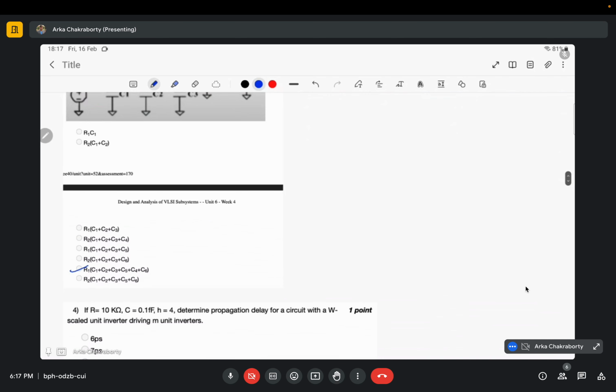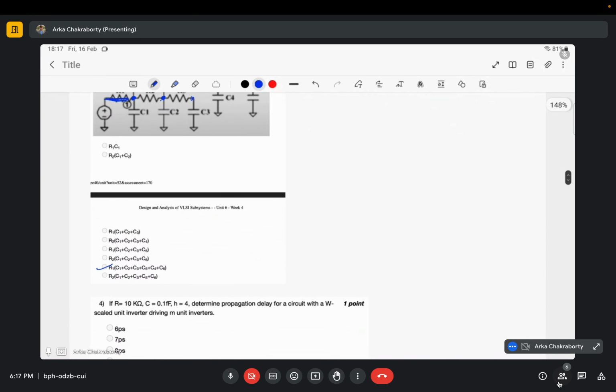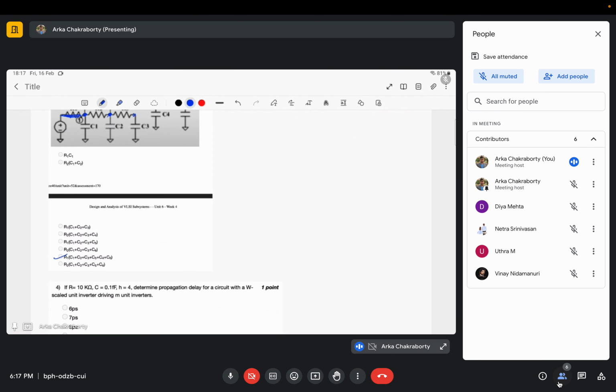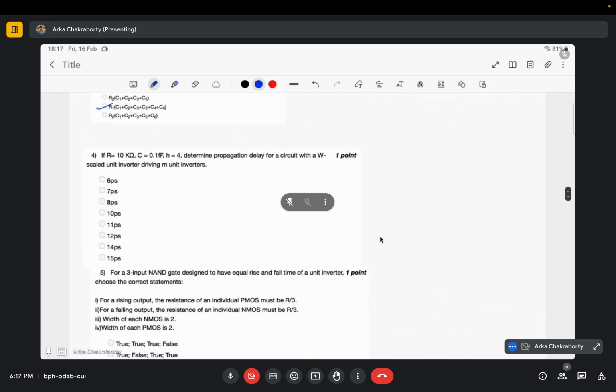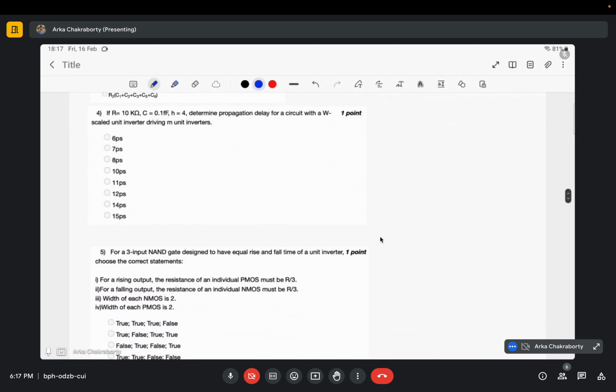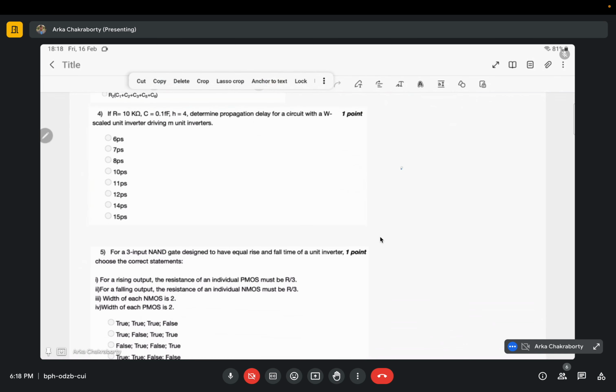This one. Clear? I hope there is no confusion, right? These things are generally very easy. Okay, fine, let's move forward.